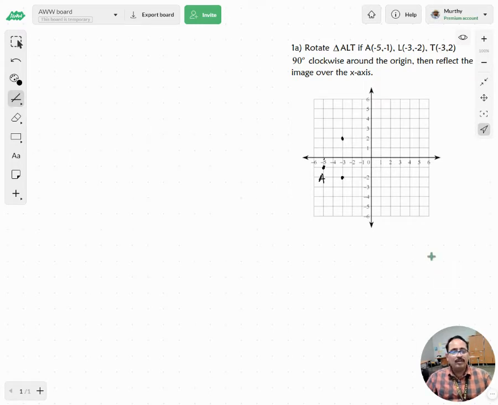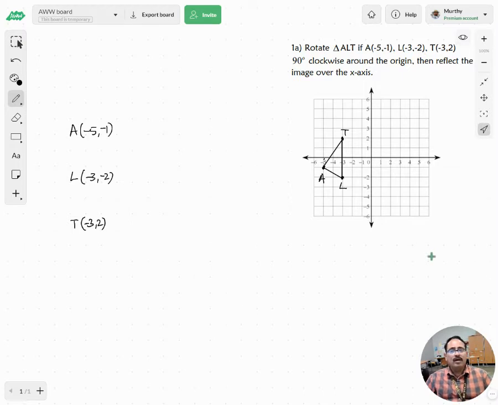So let me join these points. So this is ALT. This is the triangle. So let me name them. This is point L. This one is point T. So point A is (-5, -1). Point L is (-3, -2). Point T is (-3, 2).